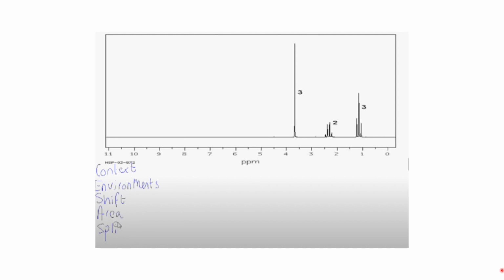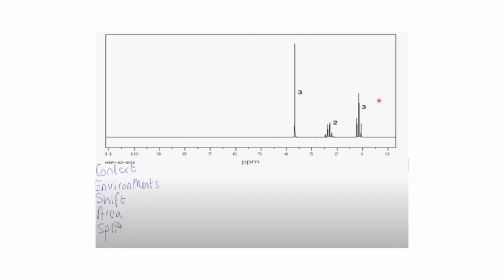So we start by looking at the context. What do we already know about the molecule? In this case, the question would tell us that the molecule is an ester. We also know that this is a proton NMR spectrum because the chemical shift scale, the scale on the x-axis, is from 0 to 11 parts per million. In the case of a carbon 13 NMR spectrum, it would be up to like 200 ppm.